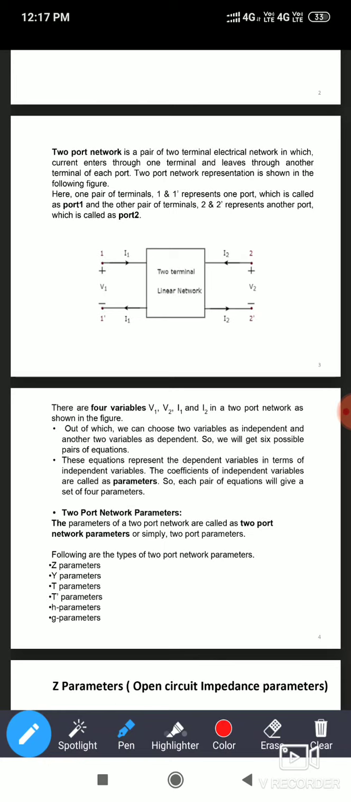Now next, these equations represent the dependent variable in terms of the independent. Always y is equal to mx. Similarly, the dependent variable is on the left hand side, the independent variable on the right hand side. Now the coefficients of the independent variable are called parameters. Like y is equal to mx. So what is the coefficient of x? M is called the coefficient of x. Similarly, here whatever coefficients are related to the independent variable, those are called parameters. Okay, so very interesting this one. When we are going to learn one by one, we are going to make it practice so that we can get the interest.